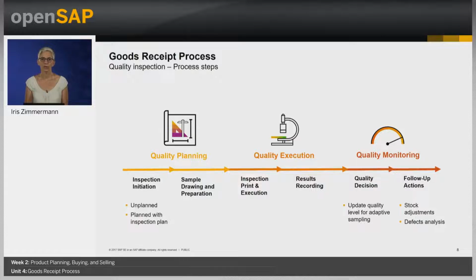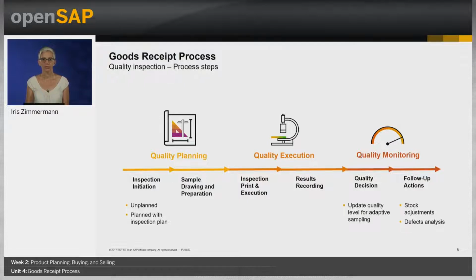Additionally, it controls how much is checked, how often, and in which manner. Once a goods receipt is posted, the execution of the quality inspection can start. The quality inspector checks the samples, eventually supported by the inspection instructions, and records the results, either by entering a text in the notes, by attaching documents, or by maintaining quantitative or qualitative characteristics.